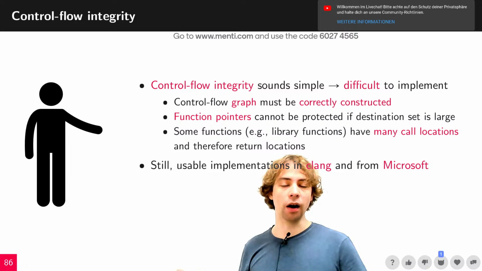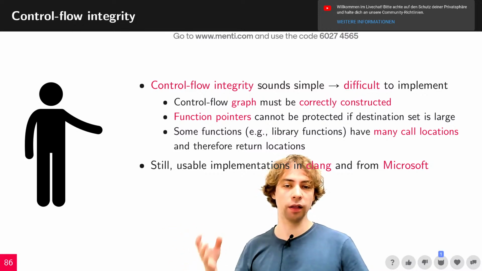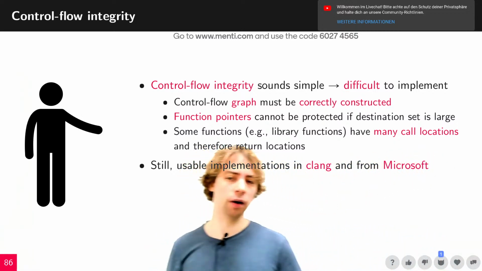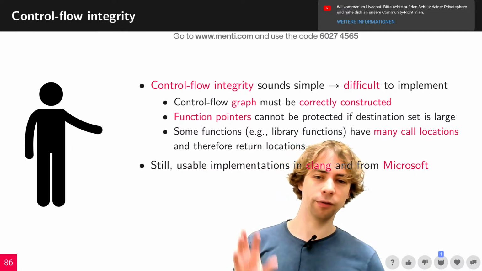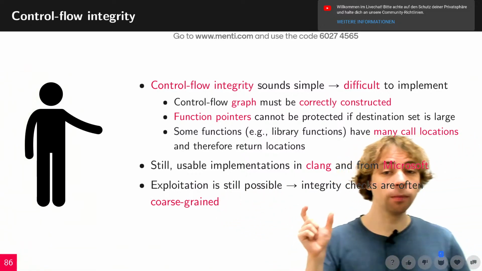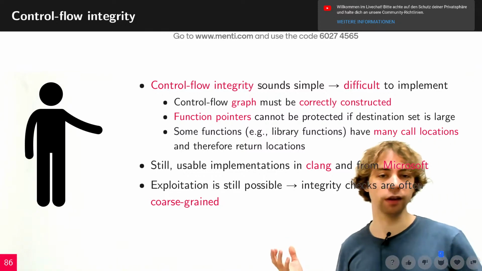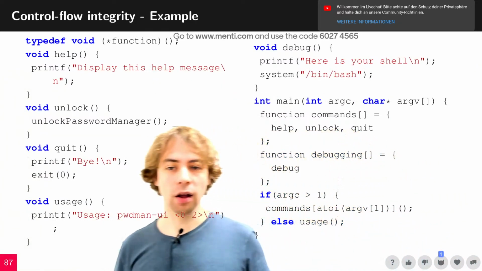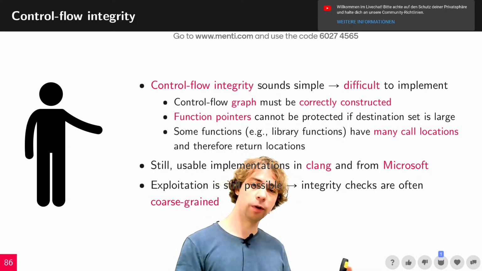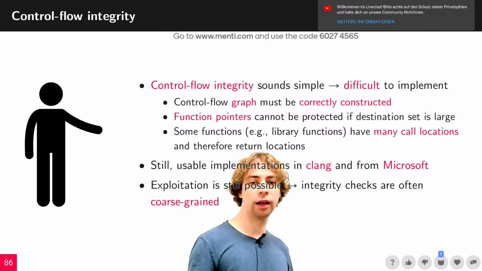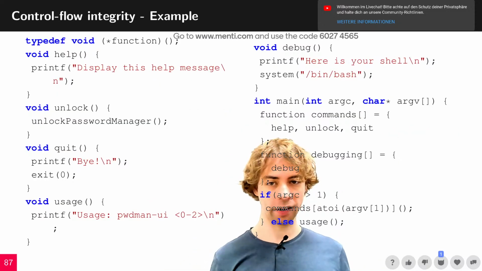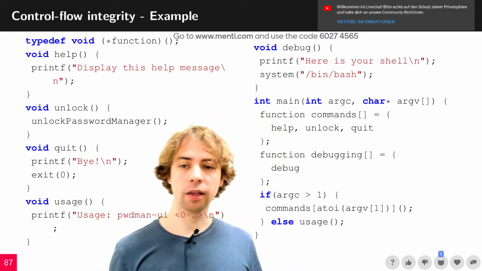Still, there are usable implementations in CLang from Microsoft. I'm not sure whether GCC by now also added that, but a few years ago it was just CLang and Microsoft. Exploitation is still possible here, right? The integrity checks are usually very coarse-grained, so that means that you can jump into another function maybe with some offset, but not with any offset, or you can jump always to the start of a function, but not into a function. So very coarse-grained checks.